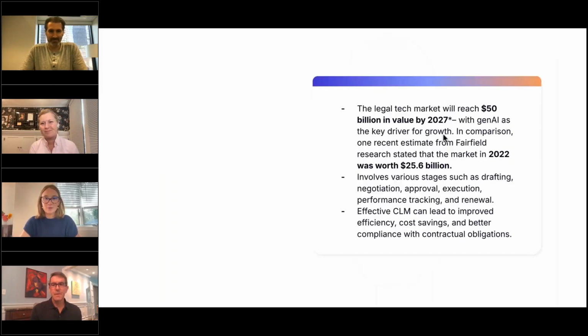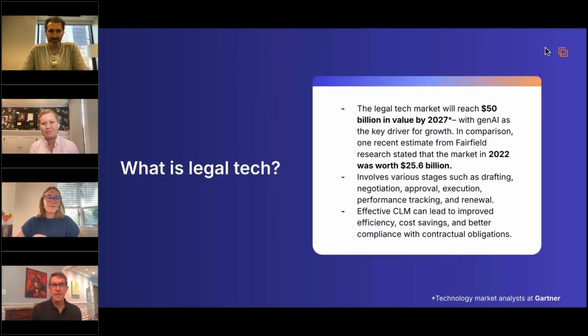To kick things off, I did want to share just a quick stat about the legal tech market as a whole. Based on some research by Gartner, it was estimated that the legal tech industry will reach about 50 billion in valuation by 2027, which is doubling its stat from 2022. So it's quite exciting. But I also want to define what legal tech is. It's kind of a vague term.